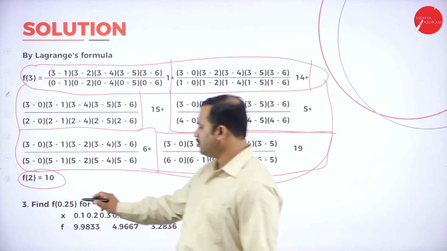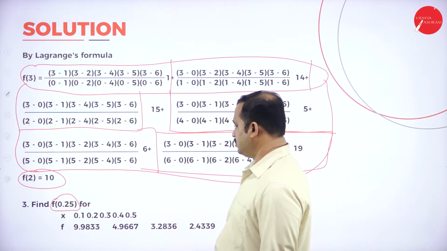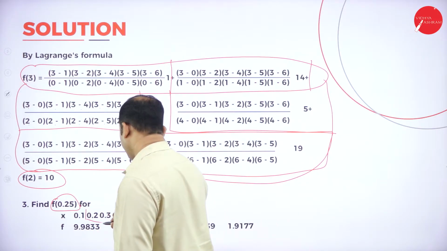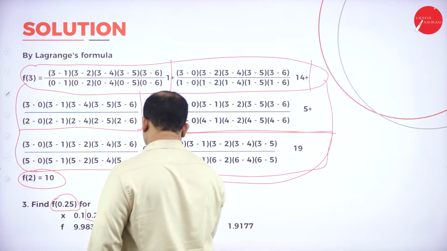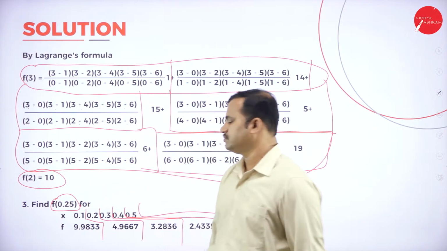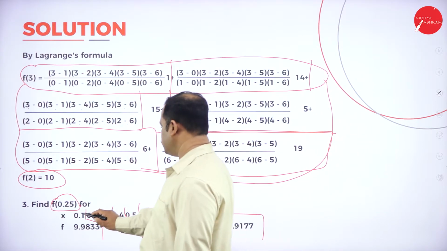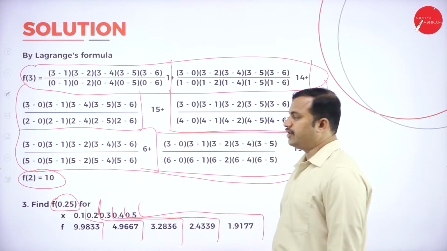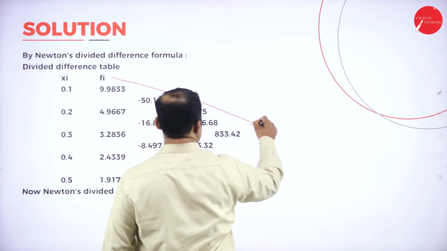Then find the value of f of 0.25 for this table. That is 0.1, it is this. 0.2, it is this. 0.3, it is this. 0.4, it is this. 0.5, it is this. So we have these terms here. 0.25 is to be determined, lying between 0.2 and 0.3. How can I determine that? The values of f are given here.